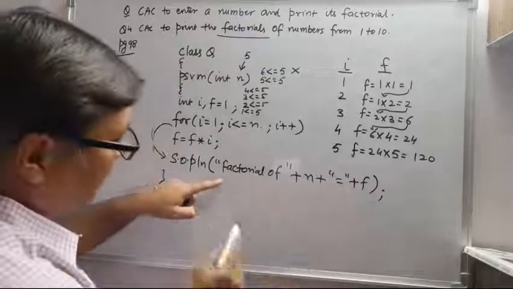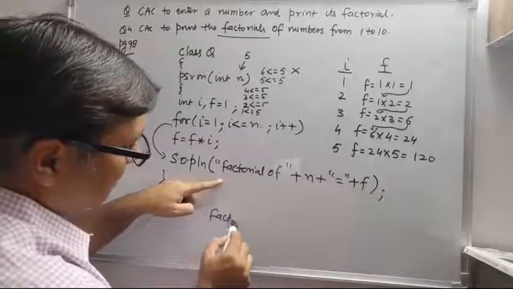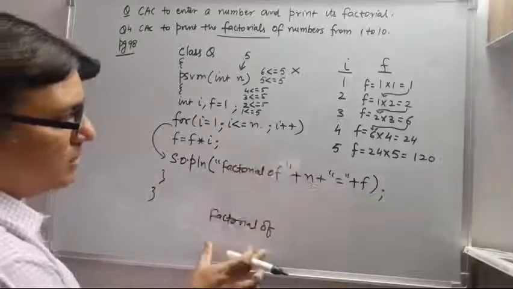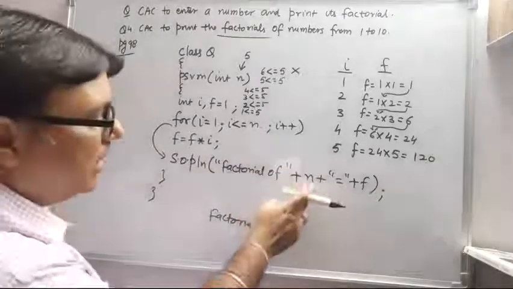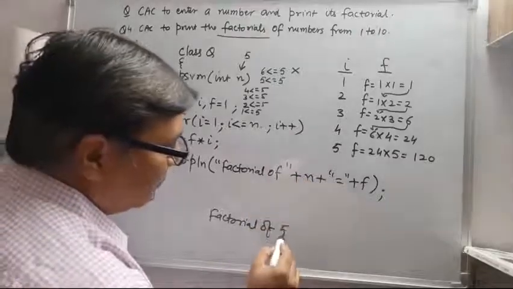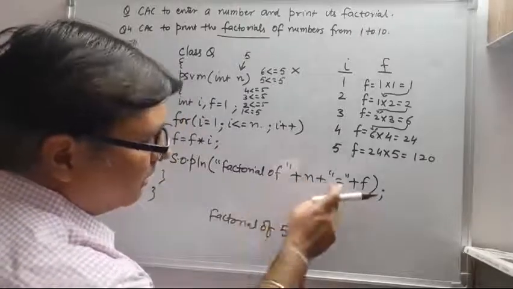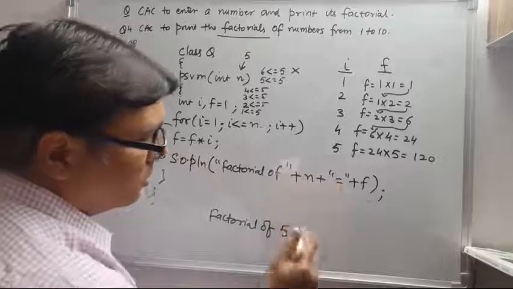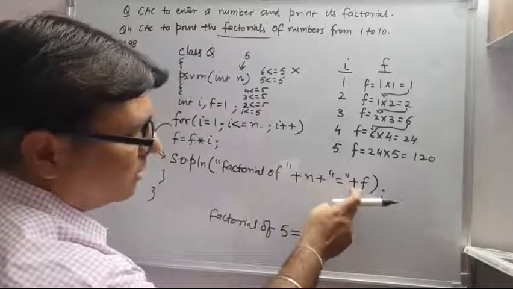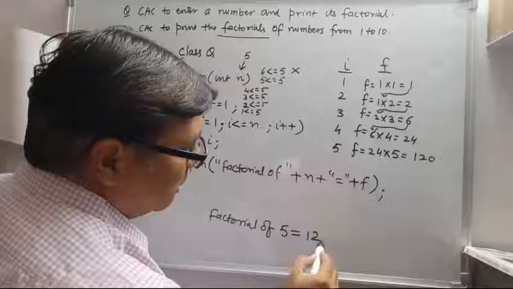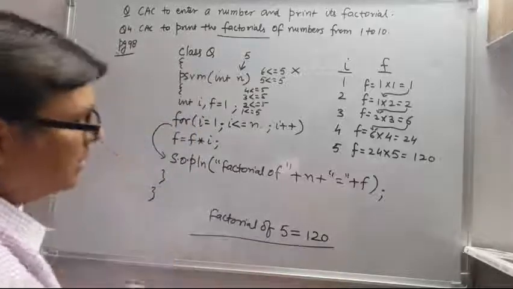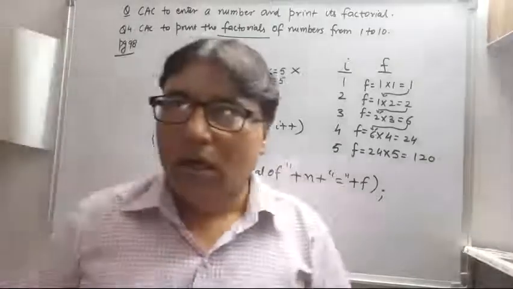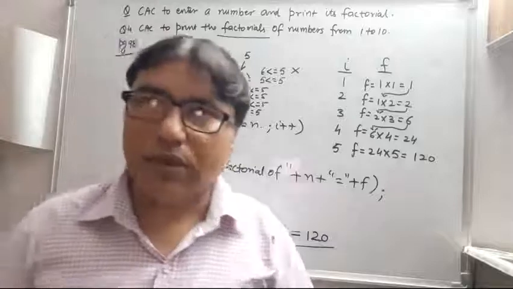Now how is it printed on the screen? It will be printed like this: Factorial of, this is written in double quotes, so it will be printed on the screen as it is. Plus sign is for concatenation, n, whatever the value of n is, that is 5. And then after that plus sign, equal to, that is written in double quotes, will be printed on the screen as it is. f, what is the value of f? That is 120. So this will be the final output seen on the screen: Factorial of 5 is equal to 120. So this is the method how we can find out the factorial of a given number.